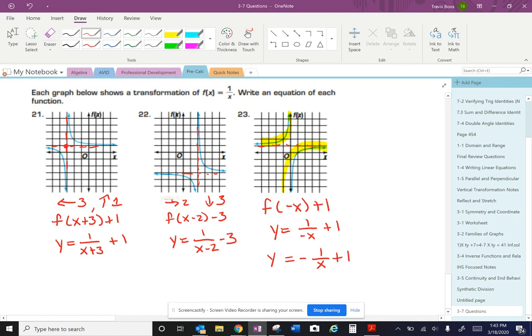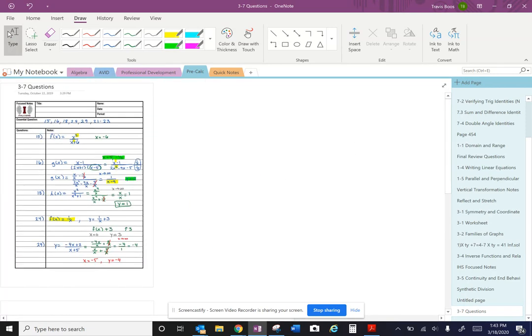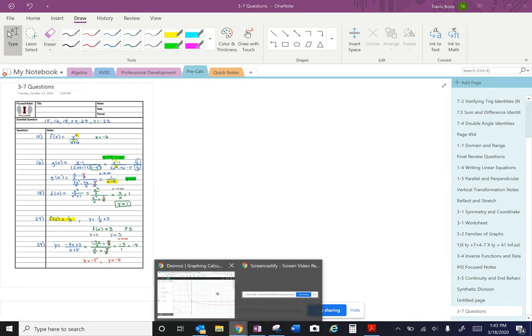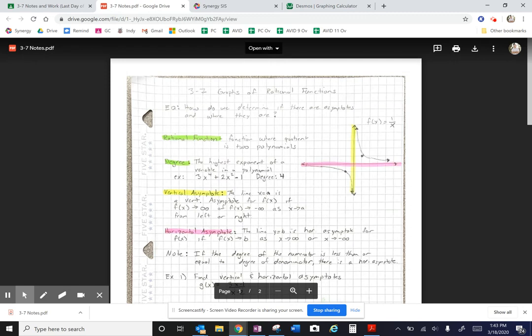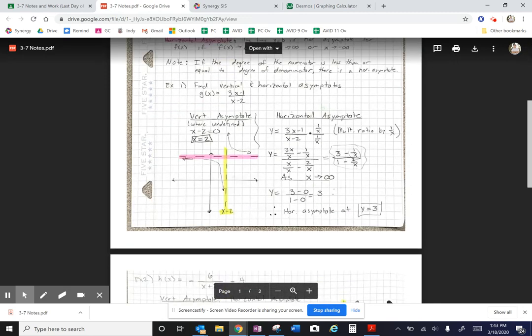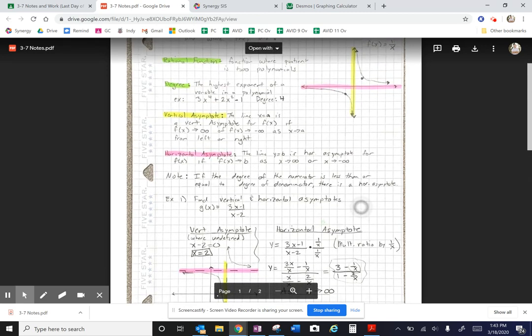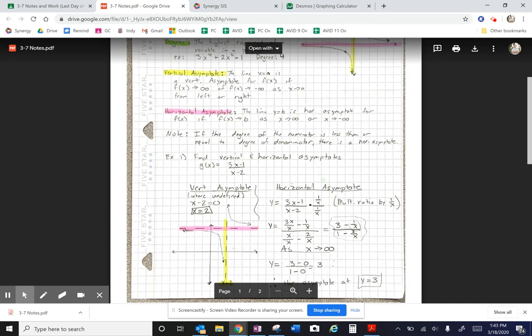So anyways, I hope that's helpful. Sorry that this was a super long video, but there's lots of questions to get to. Again, pay attention to the powers, those are important, and the degrees, I should say. If the degree on top is 1 more than the bottom, then you have a slant asymptote. If the degree on top is less than or equal to the bottom, then you have a horizontal asymptote.